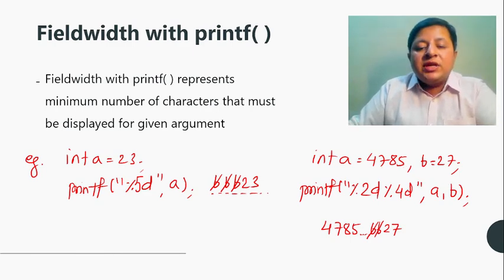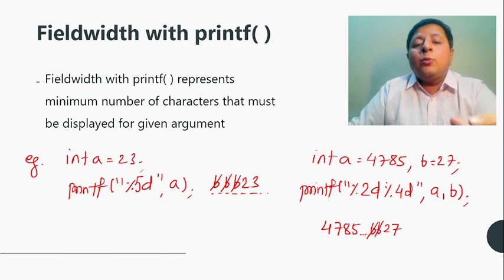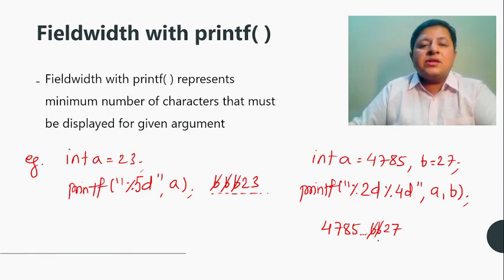Minimum how many characters should there be while displaying A? The answer is 2. I have more, 4785, 4 characters, perfectly fine, no problem at all. Keep that in mind, it does not discard the characters. Okay, so that is how you should be clear. And for 27, here I have taken fill width as 4, I have only 2 characters, so accordingly it will have 2 blank spaces being displayed. Is that clear? So that is how fill width with printf behaves.